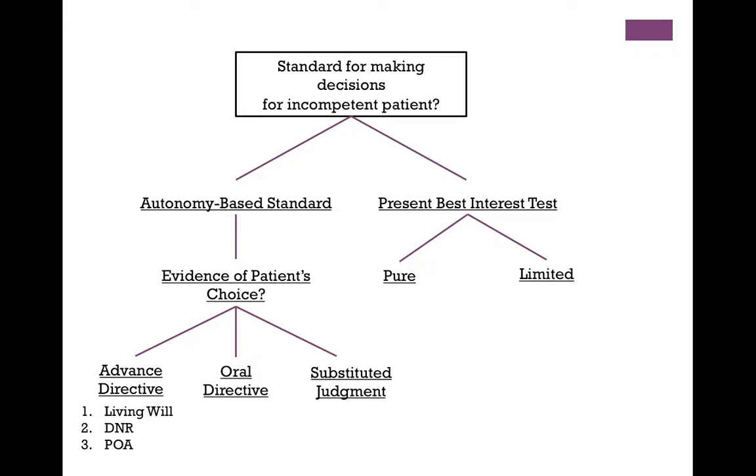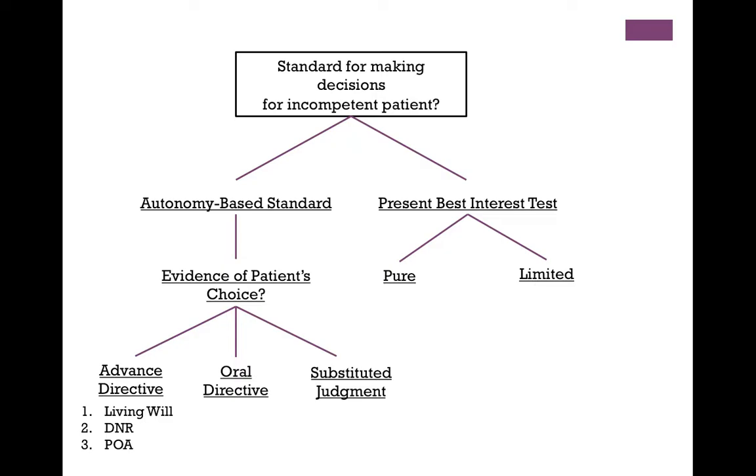So in the last lecture, we were discussing standards that are used when making decisions for incompetent patients. The first approach whenever making such a decision is we appeal to evidence of the person's wishes, what they would have wanted. And this is in general known as the autonomy-based standards. The basic idea behind this, the philosophical justification for doing so, is that we're trying to respect their wishes, what they would have wanted.